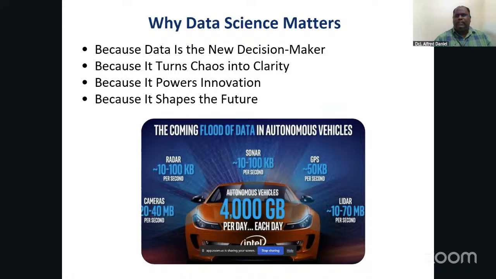Fine. So why does data matter? Data is a new decision maker. We are aware that in today's world, data speaks. It is a new decision maker. It turns chaos into clarity. It powers innovation. It shapes the future. So how does it happen? How is the information, or the data, converted into a feasible application? That is important, and we'll see it in detail in the upcoming slides.